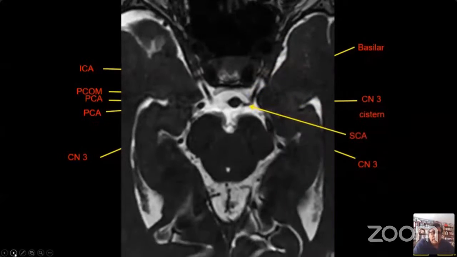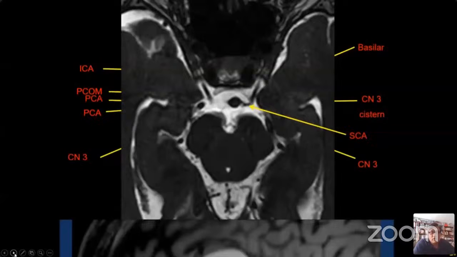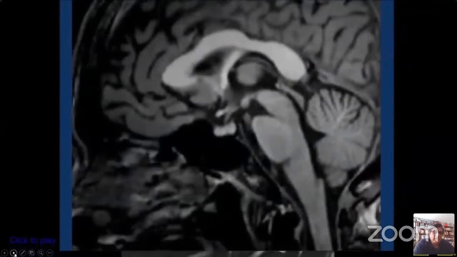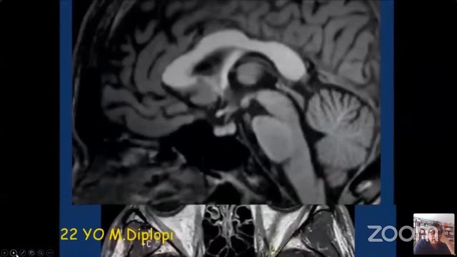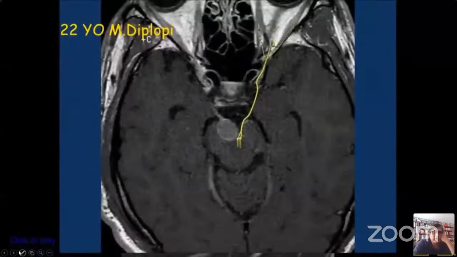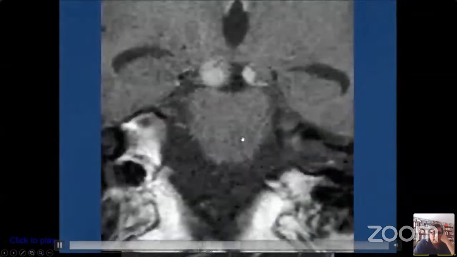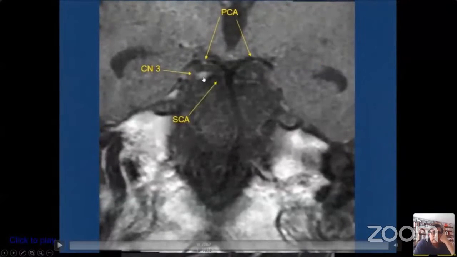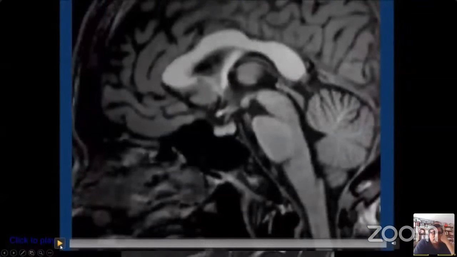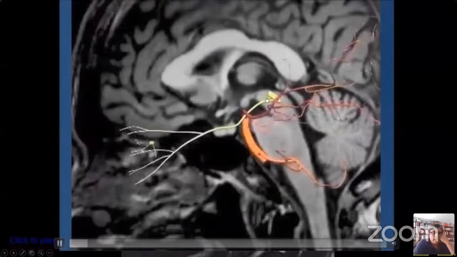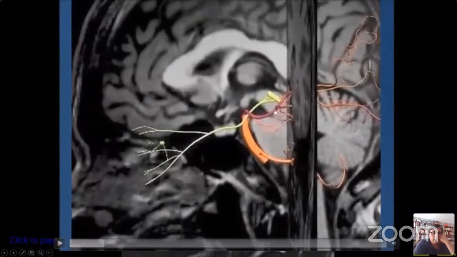And going further down, we can now see superior cerebellar artery taking off. So in reality, if you just look at that, let's say this is the sagittal plane here. Within the sagittal plane, this is, let's say, a 22-year-old presenting with diplopia. What you can see here is this is the third cranial nerve. You can trace it. So right there, you can see the third cranial nerve, and let me show you the relationship.